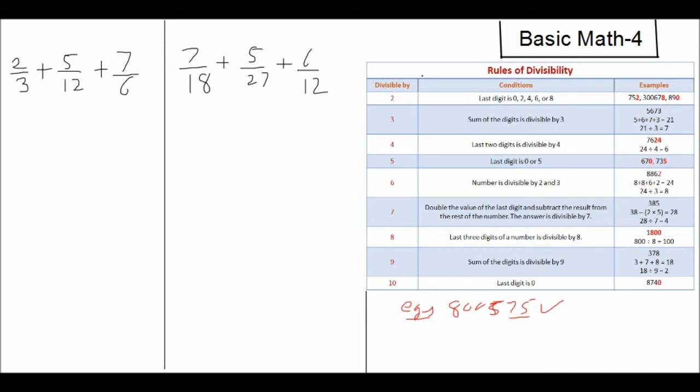हमको 5 से repeatedly cancel नहीं करना पड़ता है, वो directly 5 से divisible होता है.